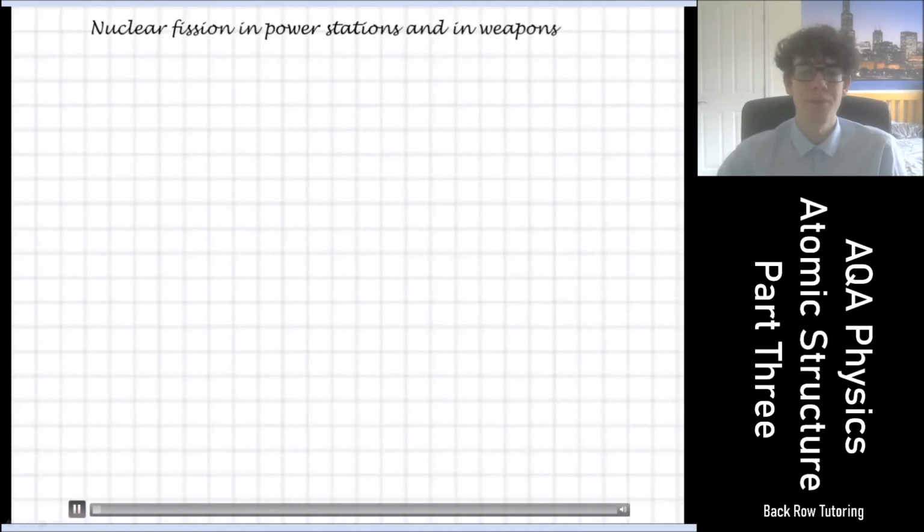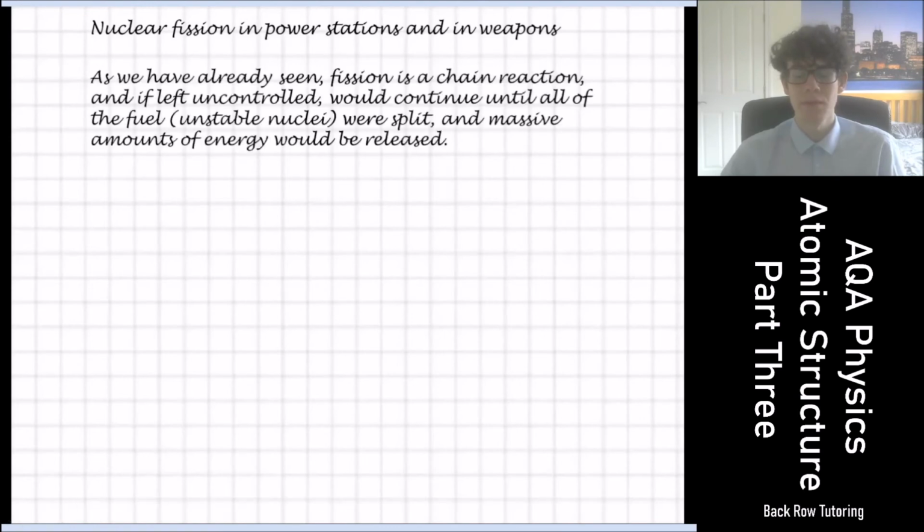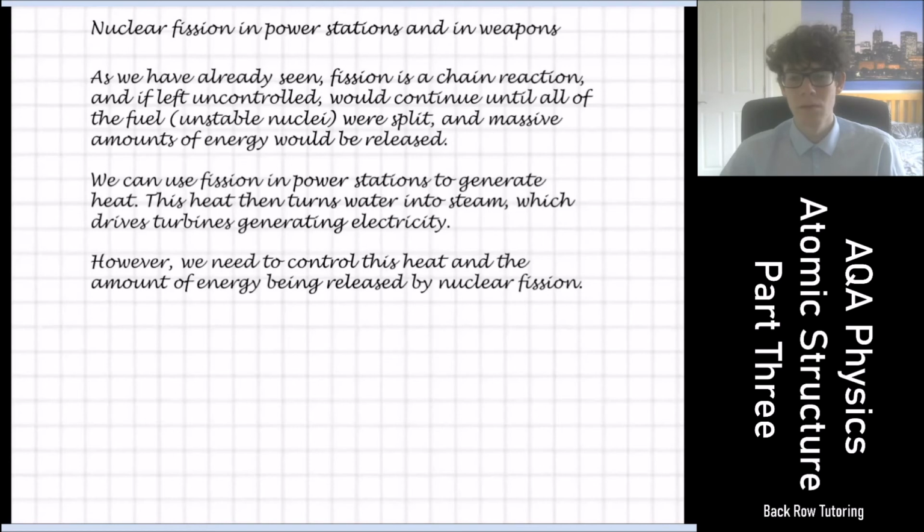Hello there. We're looking at nuclear fission in power stations and in weapons. As we have already seen, fission is a chain reaction, and if left uncontrolled would continue until all of the fuel, or unstable nuclei, were split, and massive amounts of energy would be released. We can use fission in power stations to generate heat. This heat then turns water into steam, which drives turbines generating electricity. However, we need to control this heat and the amount of energy being released by nuclear fission.